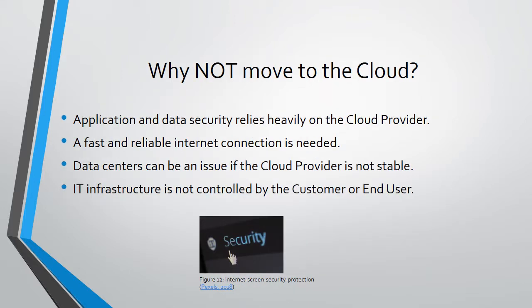Now, why not move to the cloud? Number one issue is security, because everything relies heavily on the cloud provider, so owners have to make sure they have a really good cloud provider. Number two is actually the internet, so they have to have a fast and reliable internet connection for the cloud to work perfectly. Number three is data centers can be an issue. Obviously, they might not be stable, so that could also be linked to number one. They have to have a really good cloud provider.